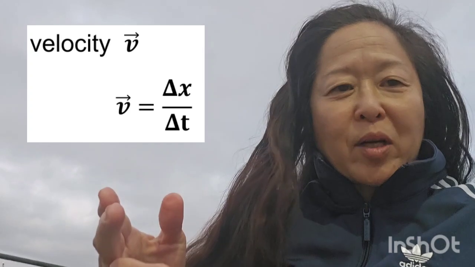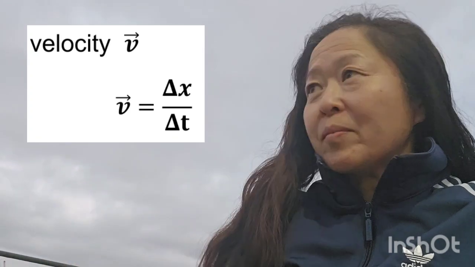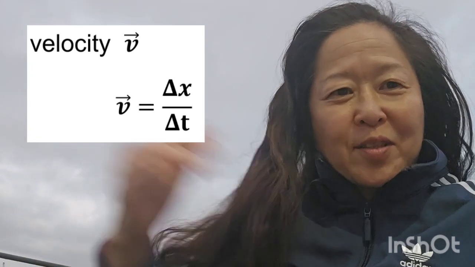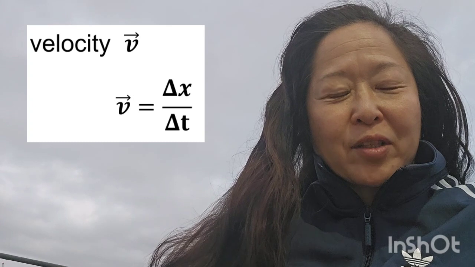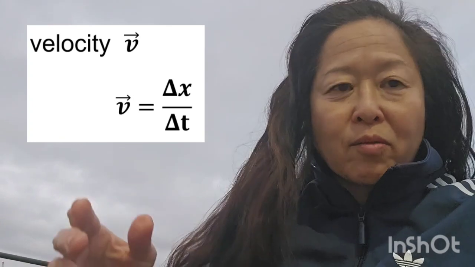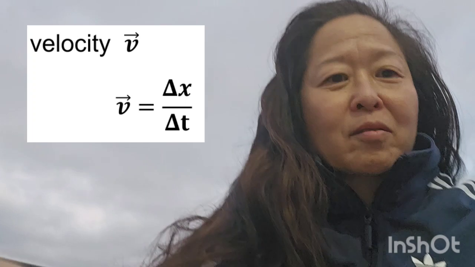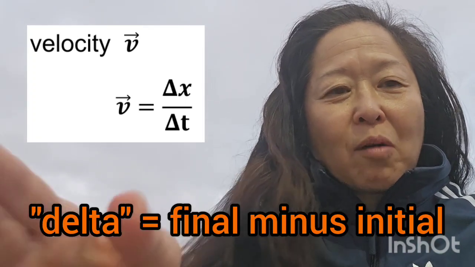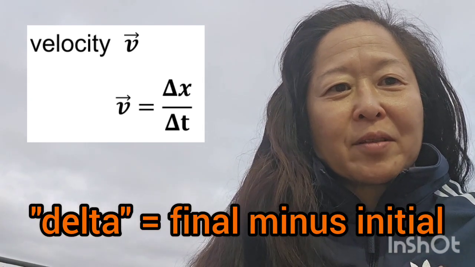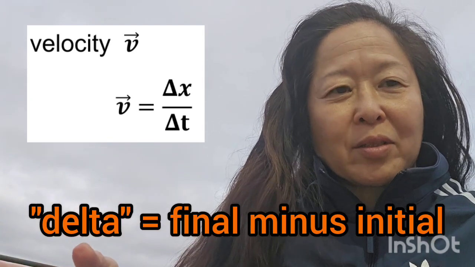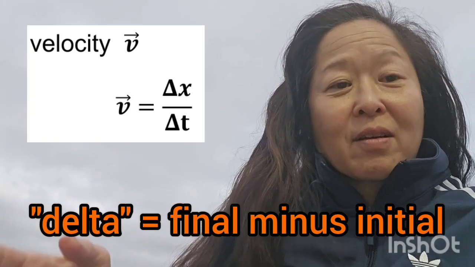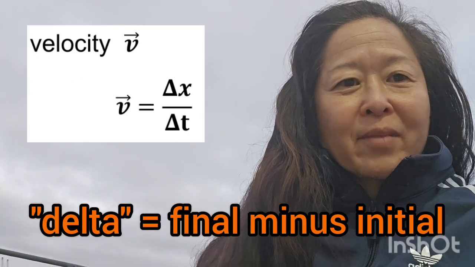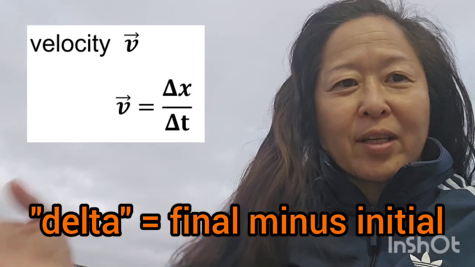Now, why do we even bother with these deltas? Why don't we just say it's distance over time? There's a deeper reason for this, and I'll circle back to that at the end of this video. But the key thing to remember is you will see deltas, those triangles, a lot in physics, and that means you always take the final value and subtract the initial value. So the change in position means find the final position of the object and subtract its initial position. Sometimes these values can wind up being negative, and that's okay.